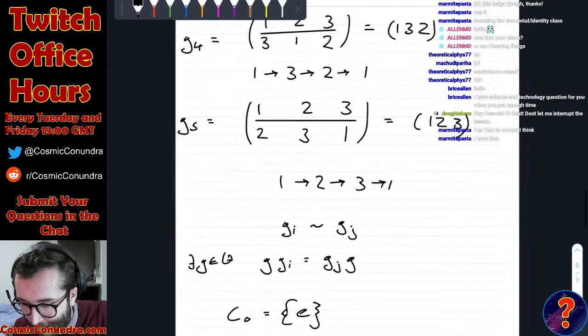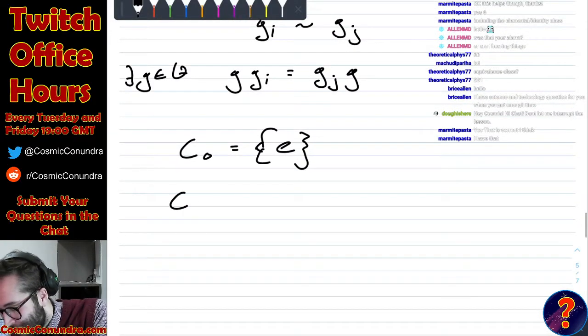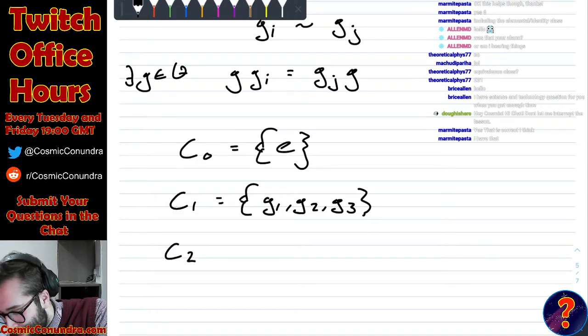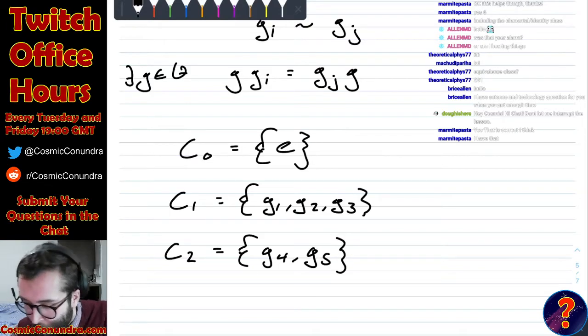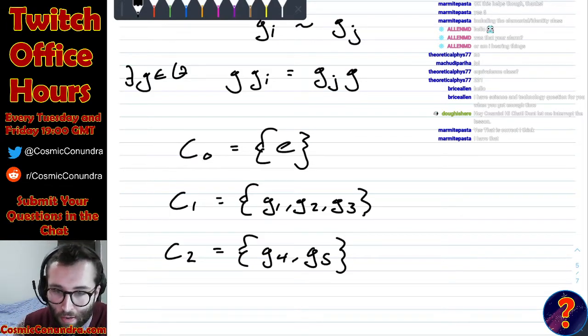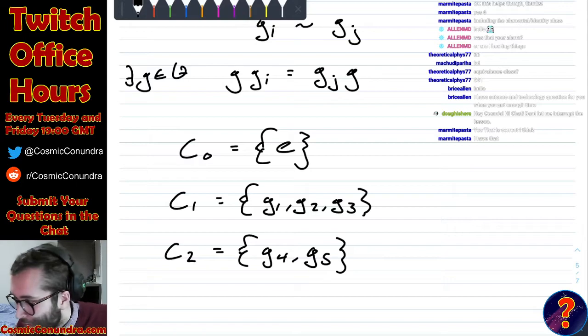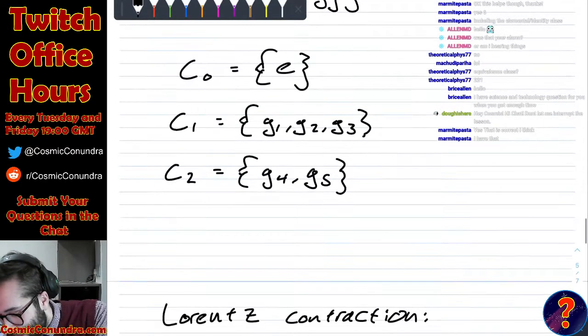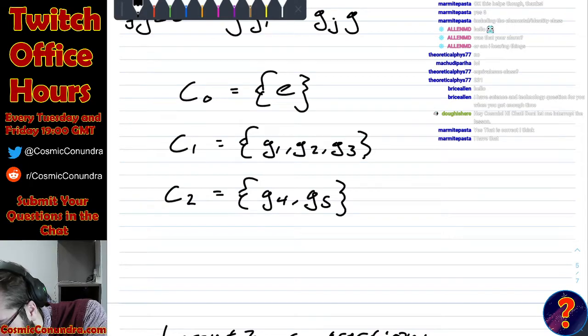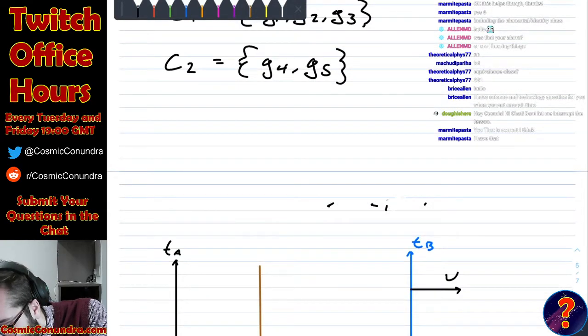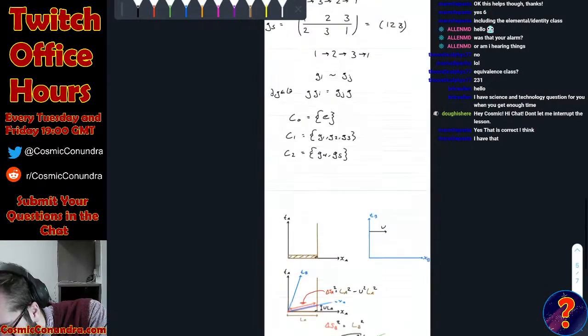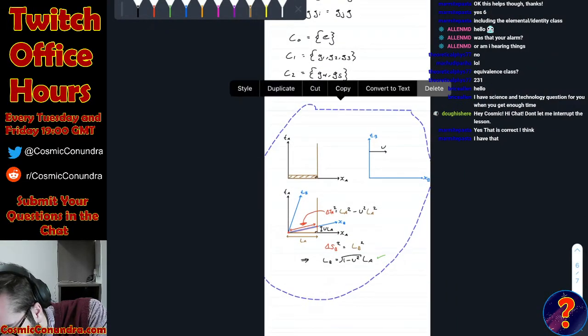Okay. So let's define the other 2 conjugacy classes. So the other one I'm going to say has got G1, G2, and G3 in it. And the second one has got G4 and G5 in it. Okay, so there are 3 of these classes. And what we know already, because we have 3 classes, let me get rid of that.